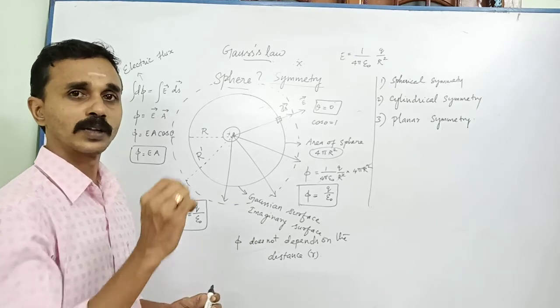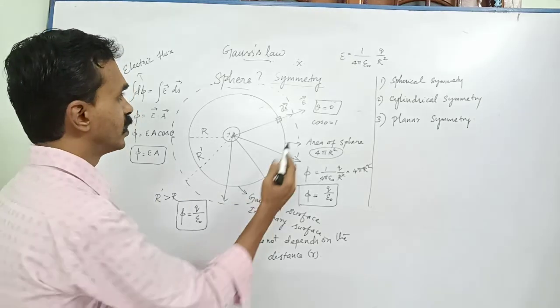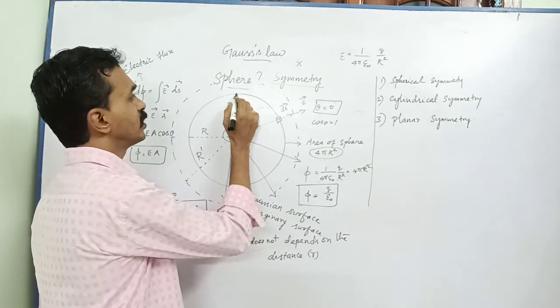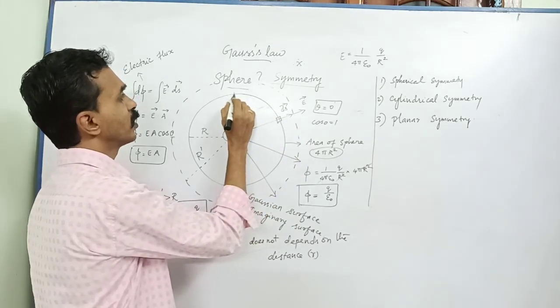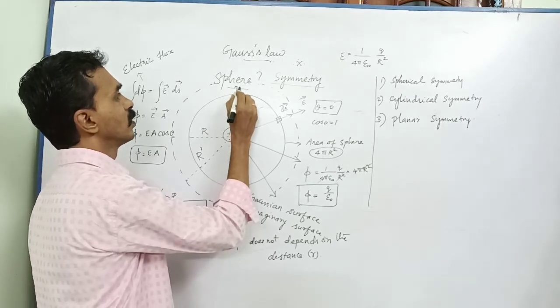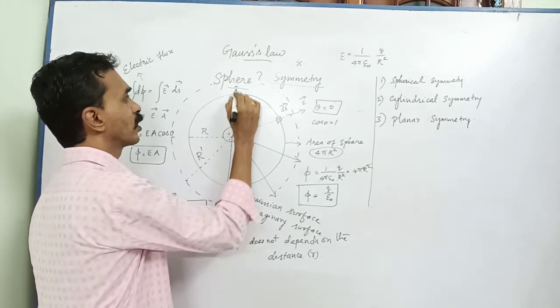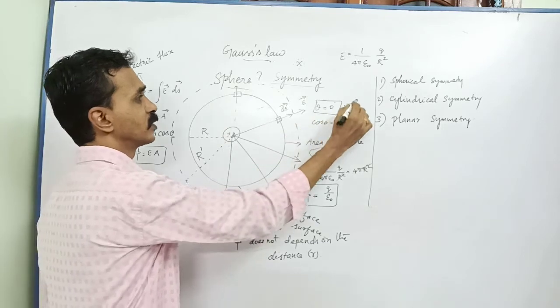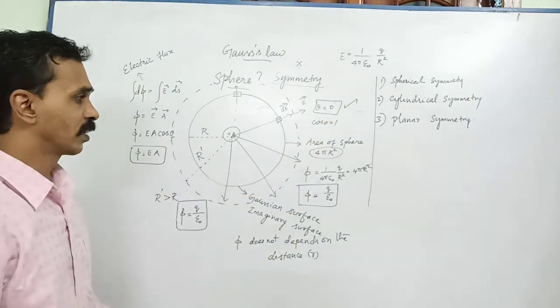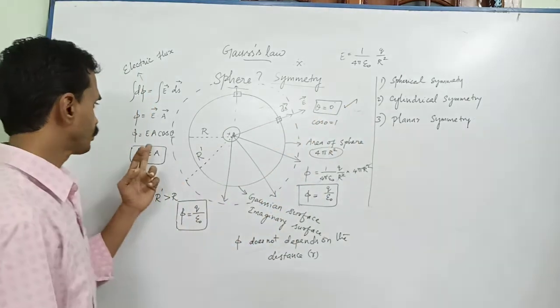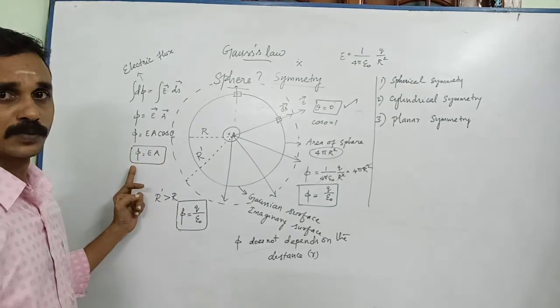This is the method to draw the area vector, and by this, on the surface of the sphere, on any particular area, the area vector is normal. Also, the electric field is acting along the same direction, therefore theta becomes equal to 0 degrees, and we can consider cos 0 as 1. So the equation becomes phi is equal to EA.